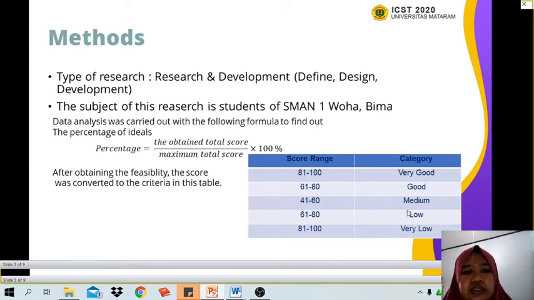The subject of this research is students of SMA N1 Woha Bima, and the data analysis was carried out with the following formula to find out the percentage of ideals. You can see the formula, and after obtaining the feasibility, the score was converted to the criteria in this table. There are 5 categories: very good, good, medium, low, and very low, and this is the score range.